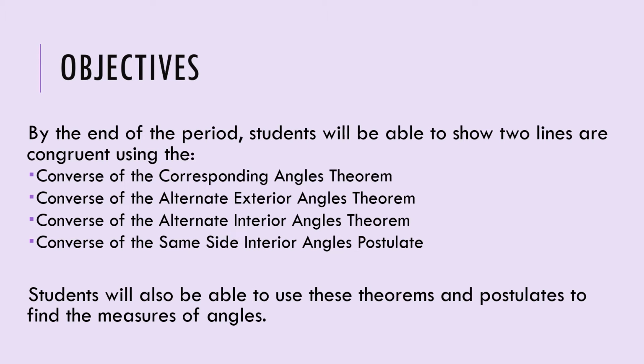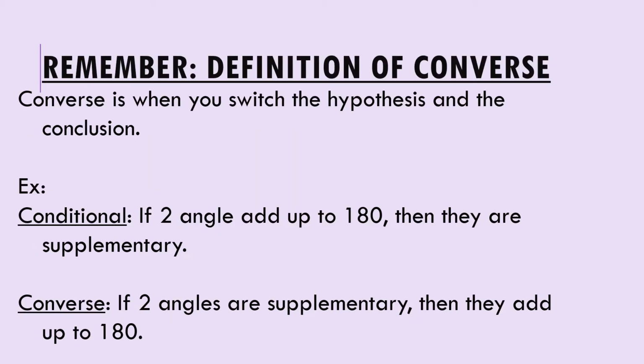And you will also be able to use these theorems and postulates to find the measures of angles. So if you think back to chapter 2 with converses and biconditionals and all that, converses are when you switch the hypothesis and the conclusion. For example, if our conditional was if two angles add up to 180 degrees, then they are supplementary, we can flip it and say if two angles are supplementary, then they add up to 180. And that would be the converse. So taking what we did with our other notes on Monday and Tuesday, we are going to do the converse of those theorems and the postulates.